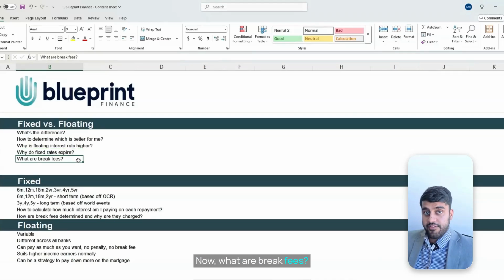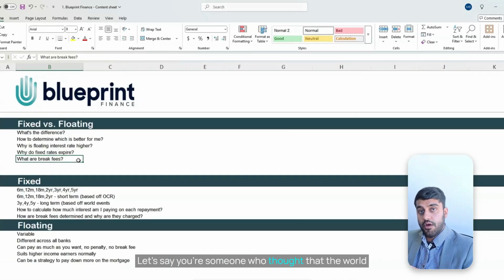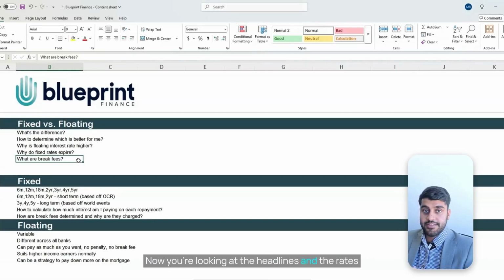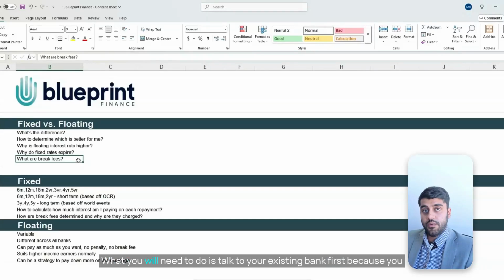Now, what are break fees? Let's say you're someone who thought that the world is going to end with some really high interest rates up to 10%, and you chose to fix for 4 years at 6.35. Now you're looking at the headlines and the rates of 4.99 and you want to go and break that. What you will need to do is talk to your existing bank first, because you made a deal with them to pay the lending at 6.35 for the remaining 2.5 or 3 years.